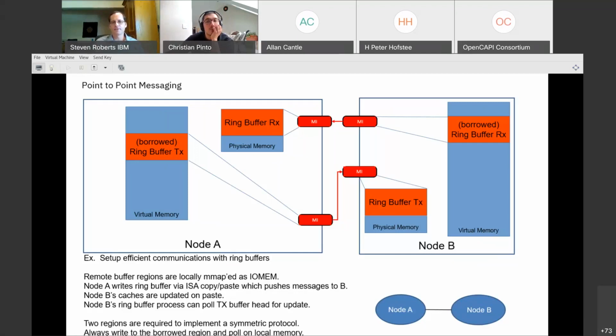And in this case, you can map these as IO type memory, and as far as the system's concerned, you can use the cut and paste mechanism to order those communication writes and to relax the ordering. And the premise here is that any region must always write to the borrowed region and poll on their local memory. And doing that gives you a very tight loop, where you may have one core devoted to polling, but you're polling on the physical memory, and you're writing with the ISA directed mechanisms out to communicate and push that data back to the node.